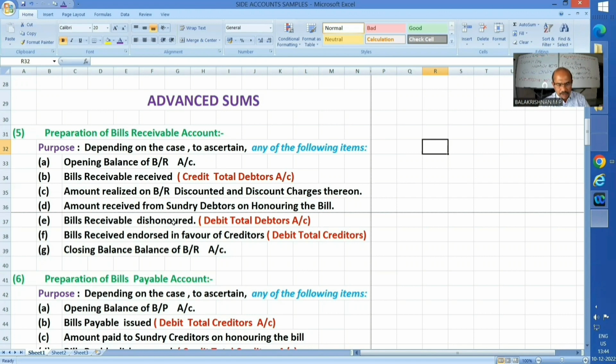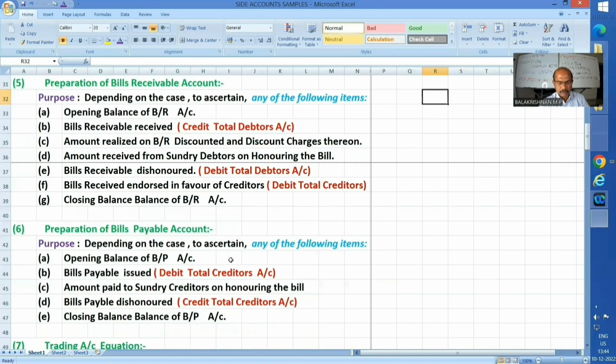Bills receivable dishonored, opposite of this one. The entry will be total debtors account debit to bills receivable account. Bills receivable endorsed in favor of creditors. Instead of discounting, you have endorsed it to somebody. The entry will be total creditors account debit to bills receivable. And of course, closing balance of bills receivable account. Any of this information you may have to obtain and suitably use to finalize the account.